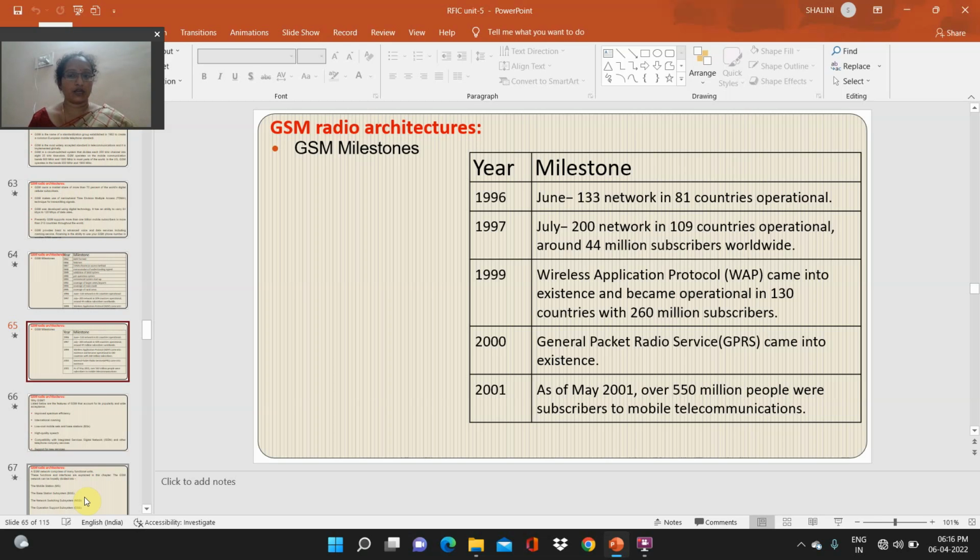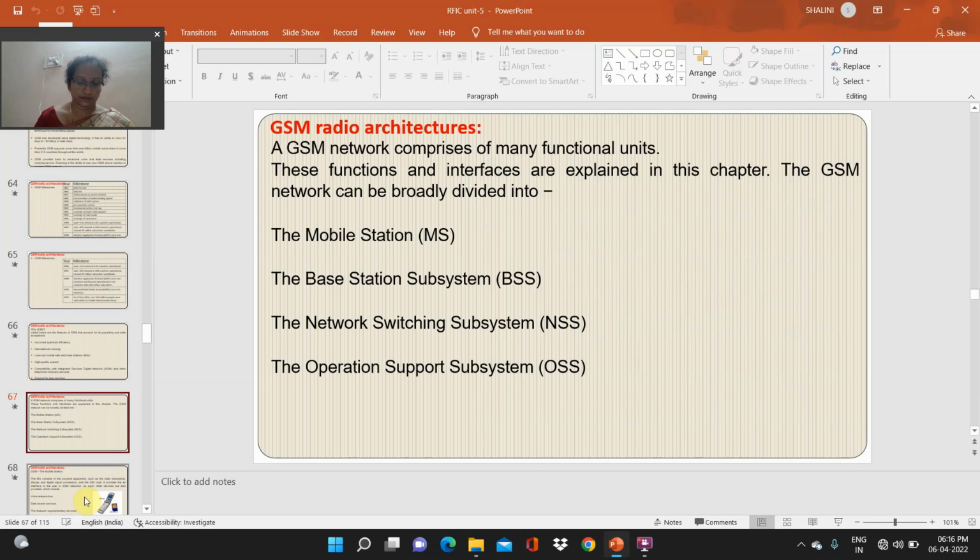Around 44 million subscribers worldwide. Wireless application protocol came into existence and became operational in 130 countries with 260 million subscribers in 99. 2000 general packet radio services came into existence. 2001 May, over 550 million people were subscribers to mobile telecommunications.